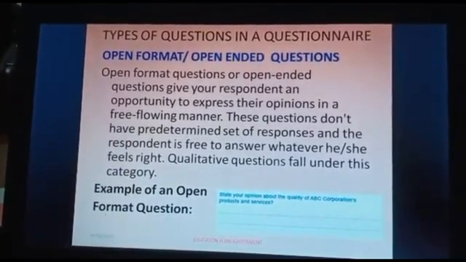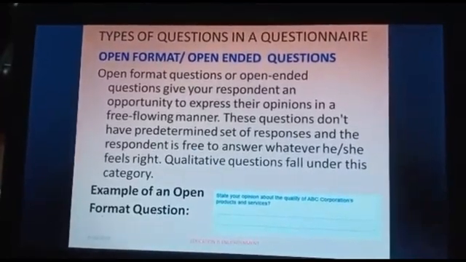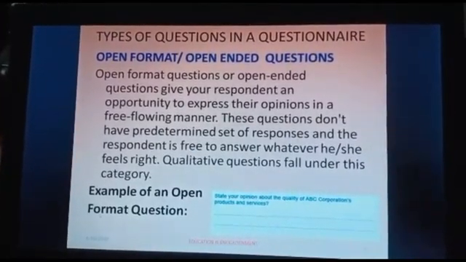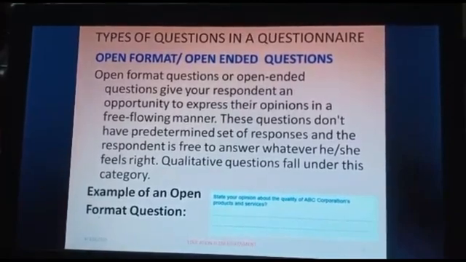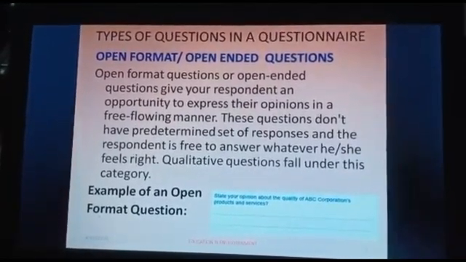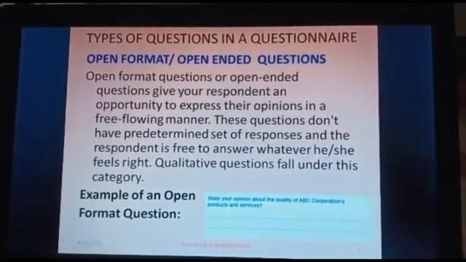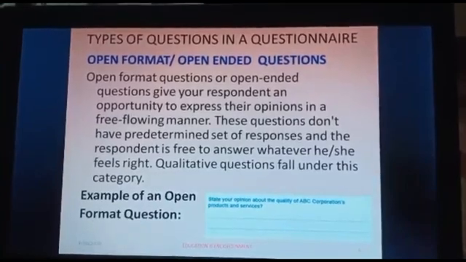You can see the example of an open format or open-ended question where the question is, state your opinion about the quality of ABC Corporation's product and services, and a space is provided in the questionnaire, and the respondent is free to write anything he feels about the products and services of ABC Corporation.